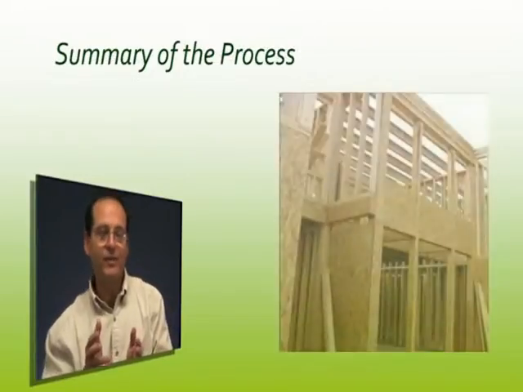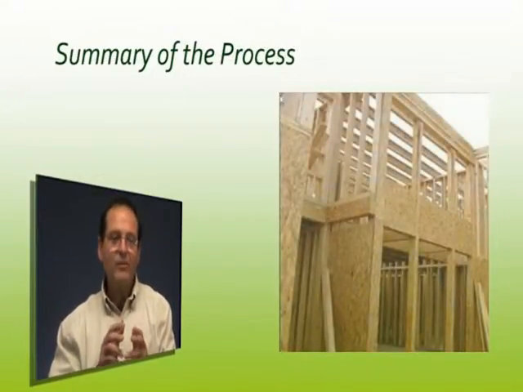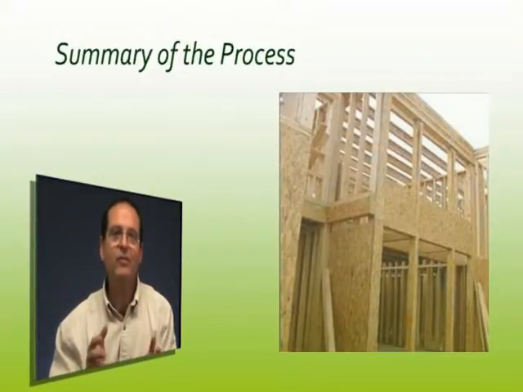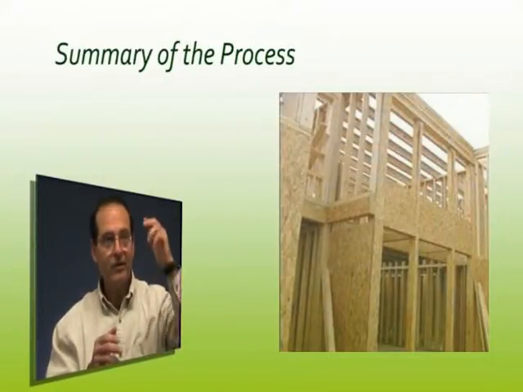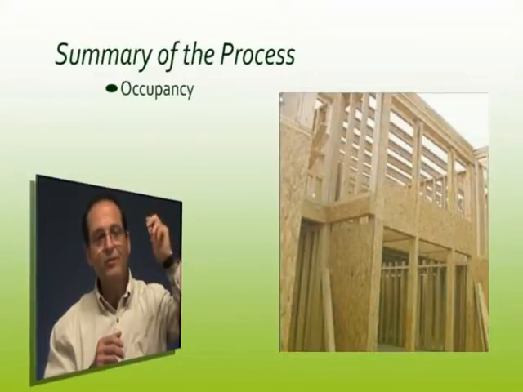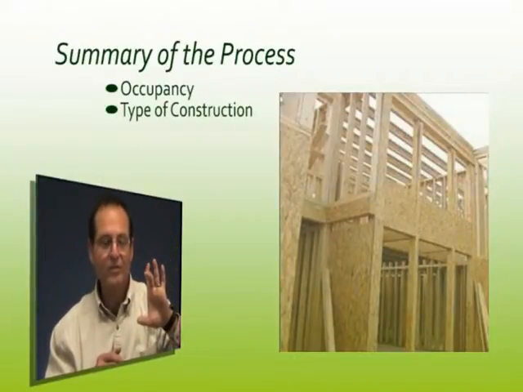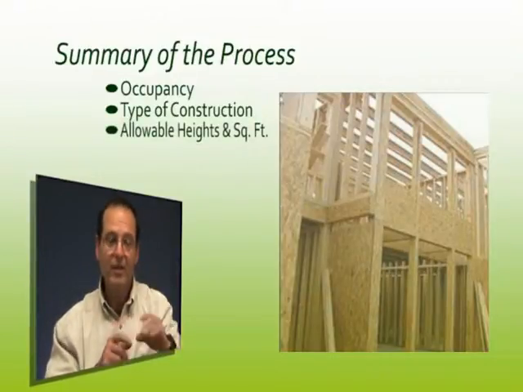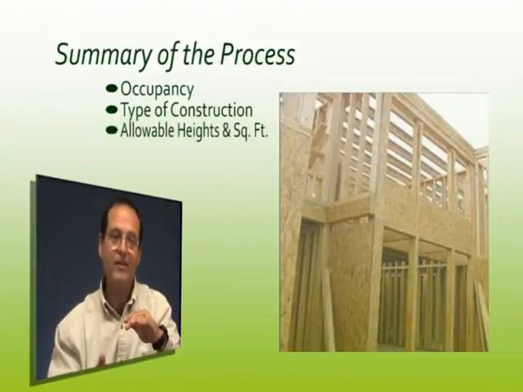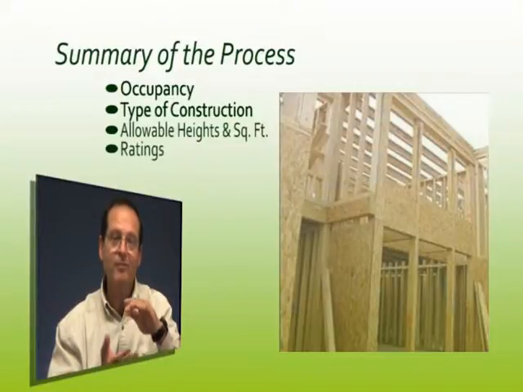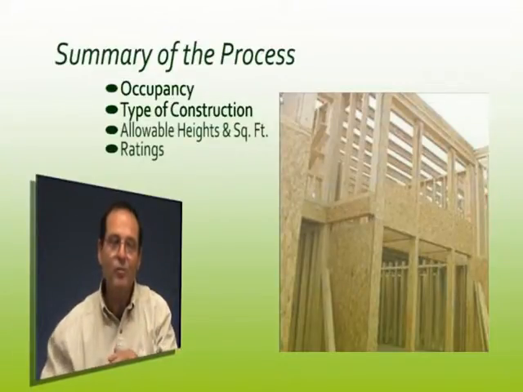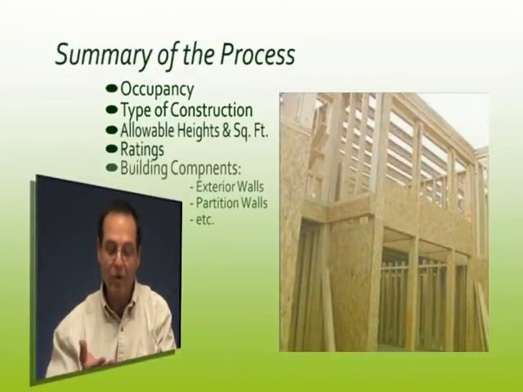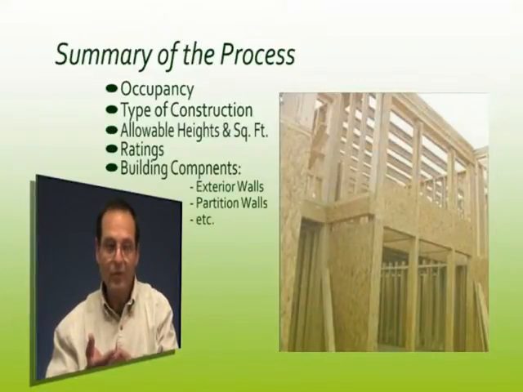So I'll leave you with this. When it comes to walking through here, it's a fairly straightforward process, right? You're looking at your occupancy, you look at your type of construction, you go in to check what your allowable height and square footage is. You look at the chart that has the ratings for the various building elements, and then you've got a whole grouping of additional items, the exterior walls, partition walls, and so on.